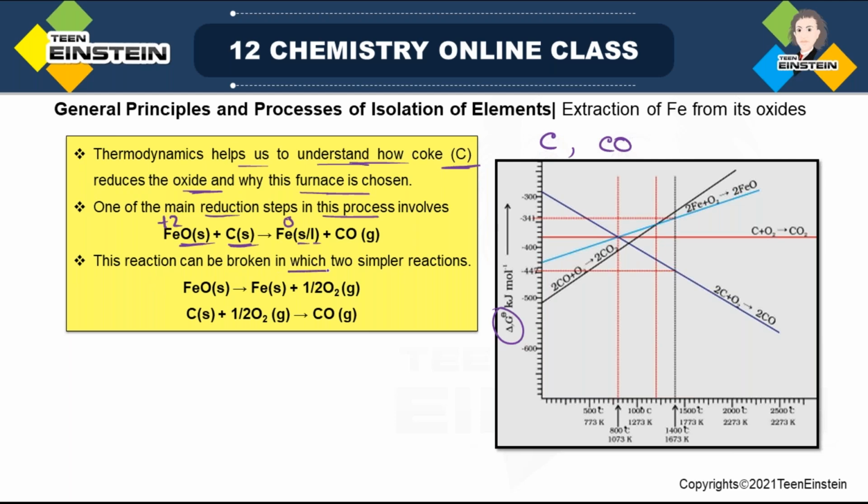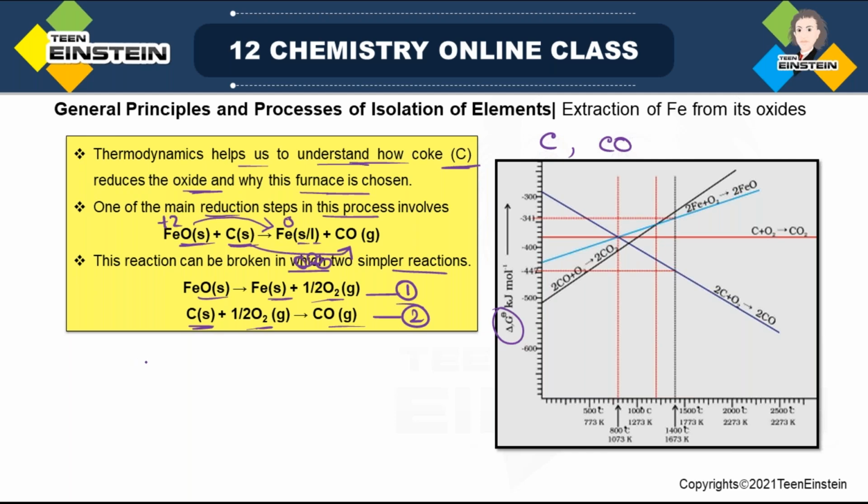Now this reaction can be broken into two simpler reactions, that is the half reactions, because here C is oxidized to CO and iron oxide is reduced to Fe. So two reactions are going on. If we break this total reaction into two simple reactions, we can get these two reactions. Number 1, number 2. FeO is reduced to Fe and oxygen is removed, and carbon reacts with this oxygen and is oxidized to carbon monoxide.